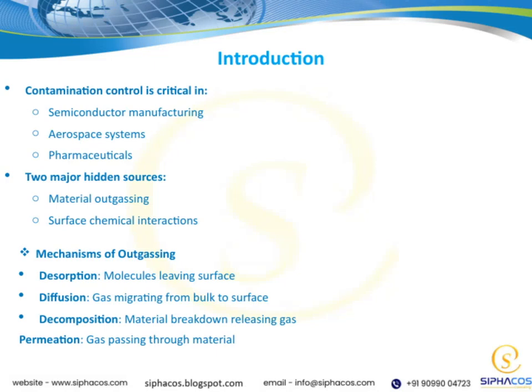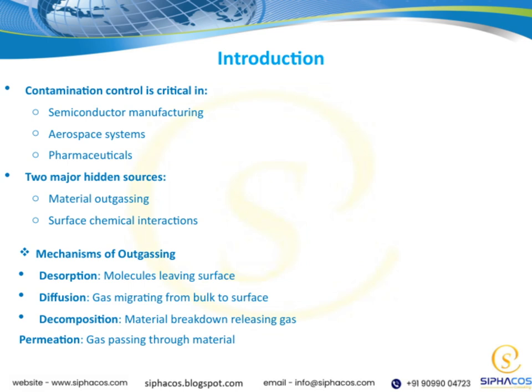Now, let's take a closer look at the mechanisms of outgassing. First, there's desorption, which is simply molecules leaving the surface of a material. Think of it as particles breaking free and escaping into the surrounding environment. Then, we have diffusion, where gas molecules migrate from the interior bulk of a material up to its surface, gradually making their way out. Next is decomposition, a process where the material itself breaks down, releasing gases in the process. Finally, permeation involves gases passing through a material entirely, moving from one side to the other.